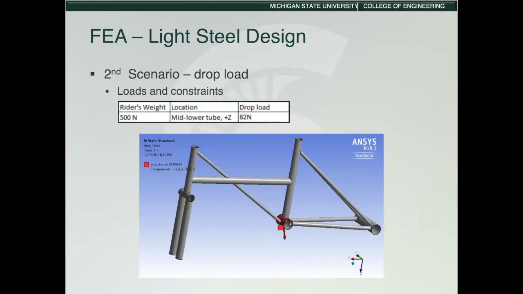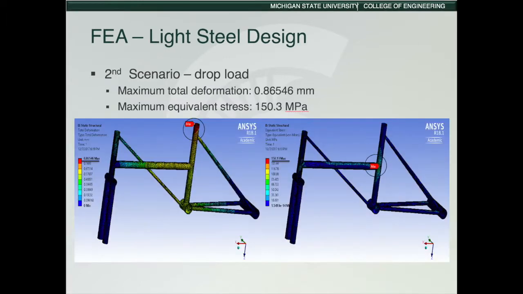For drop load, based on Valhalla, the drop force is 3 times the weight of the bike, which is 82 newtons applied here, and we fix the front and the back tubes. And this is the figure of total deformation distribution. The maximum is here, which is 0.86 millimeters, and for stress, the maximum is here, which is 150 megapascal.